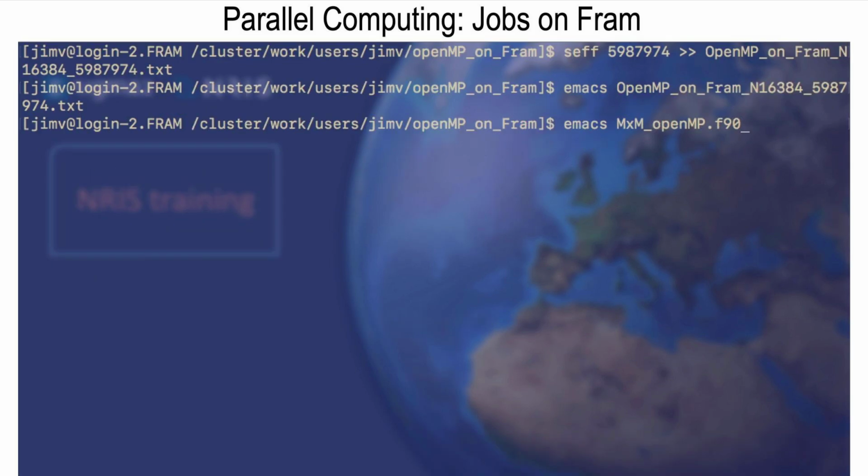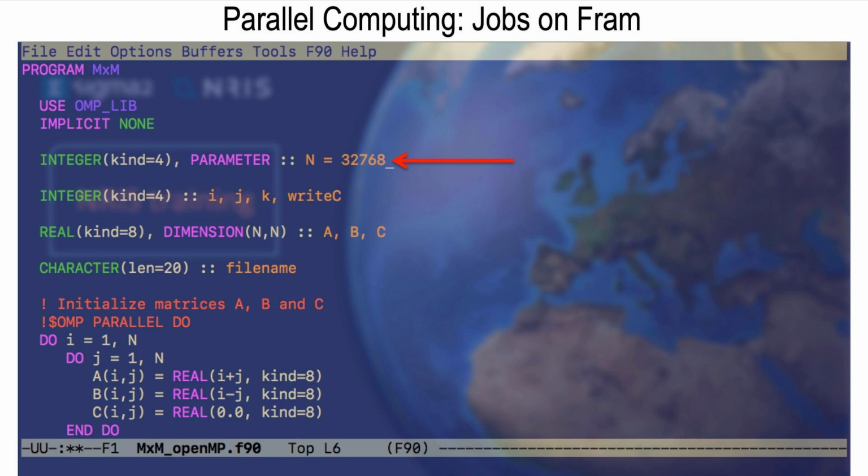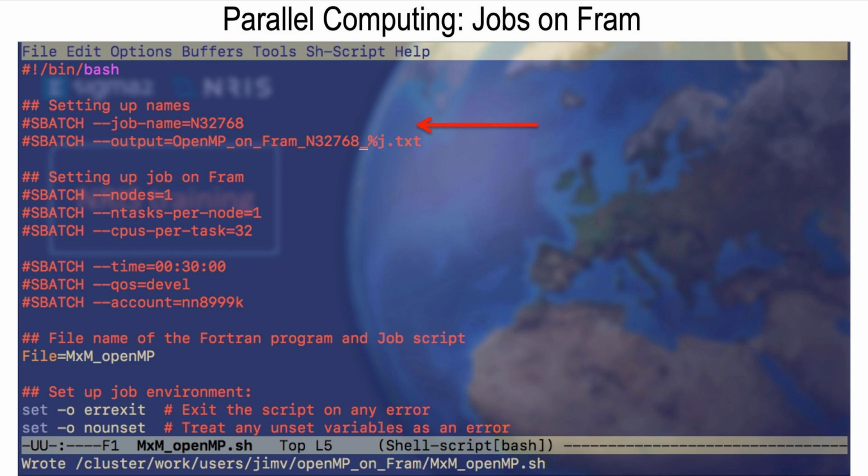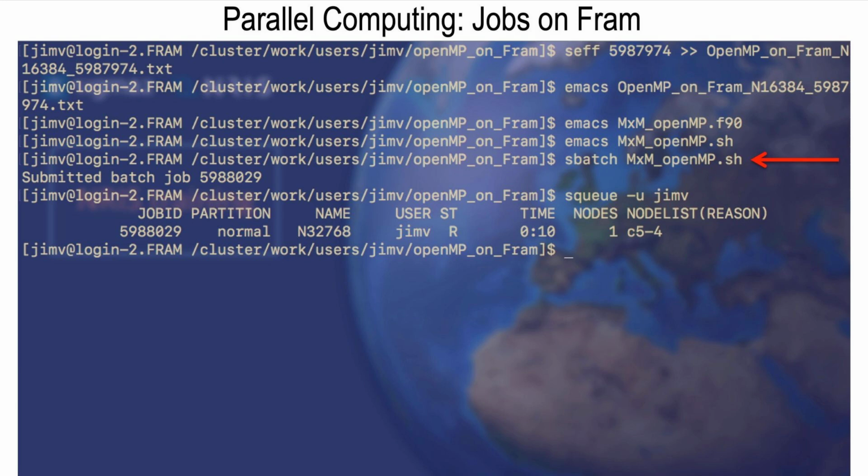We can try with a larger matrix dimension, so let's open the Fortran program with the Emacs editor. Inside the Fortran program, we'll adjust the matrix dimension to 32,768. Let's also make some changes to the job script. In the job script, we'll update the job name and the name of the Slurm output file. We submit the job script to the Slurm queue system using the sbatch command. The job is assigned number 5988029.